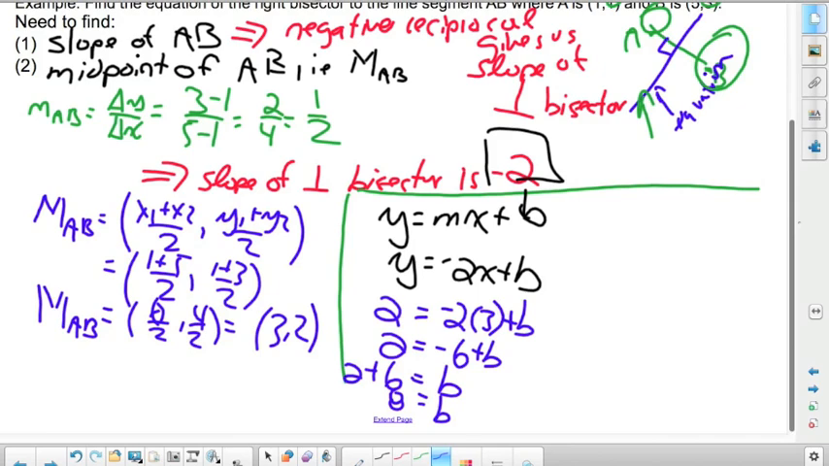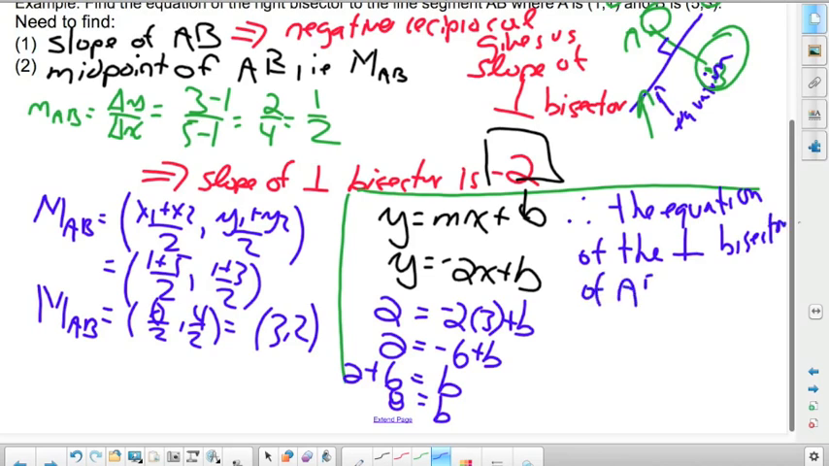So therefore, the equation of the perpendicular bisector of AB is y is equal to minus 2x plus 8.